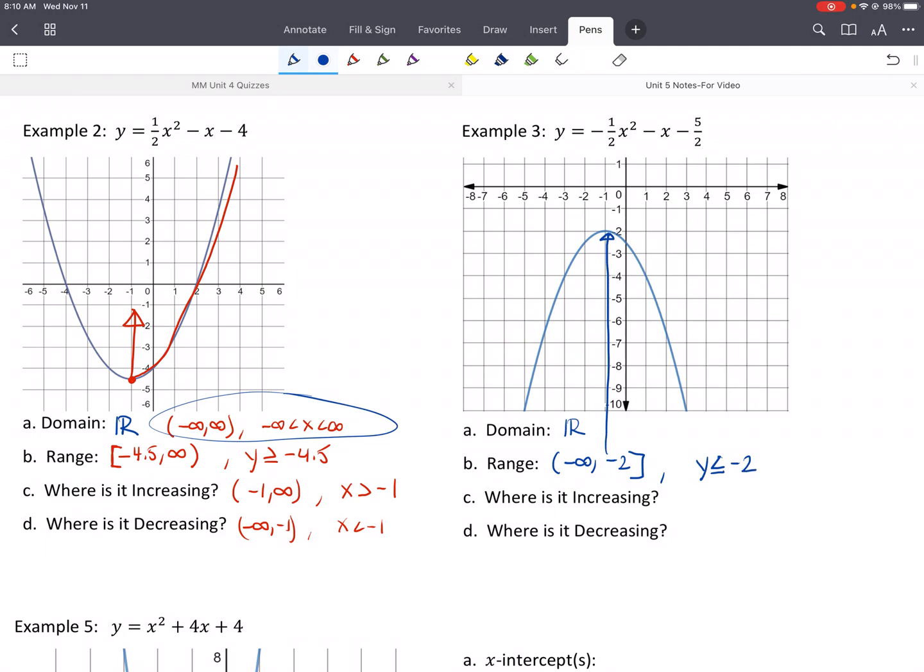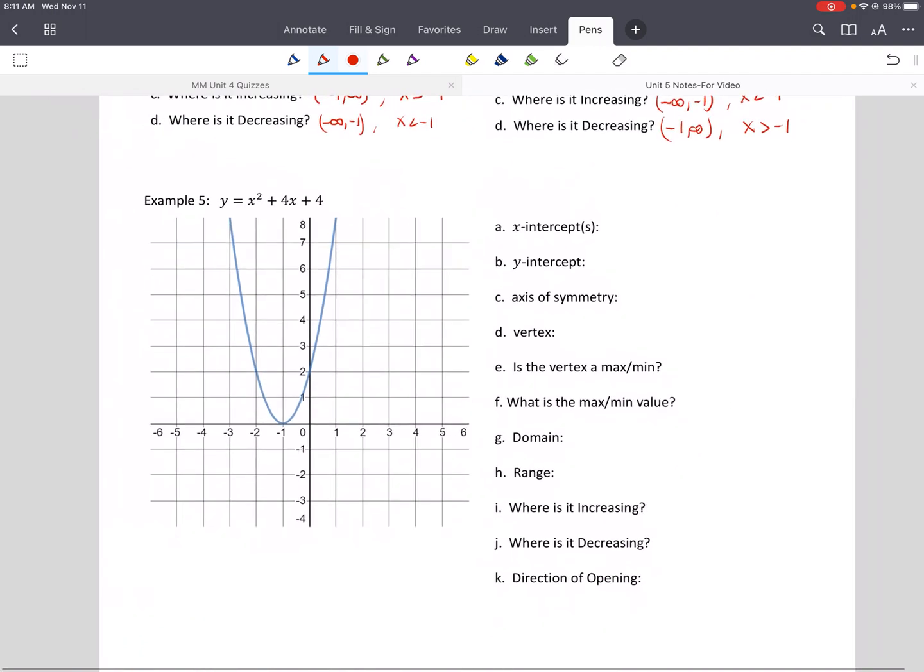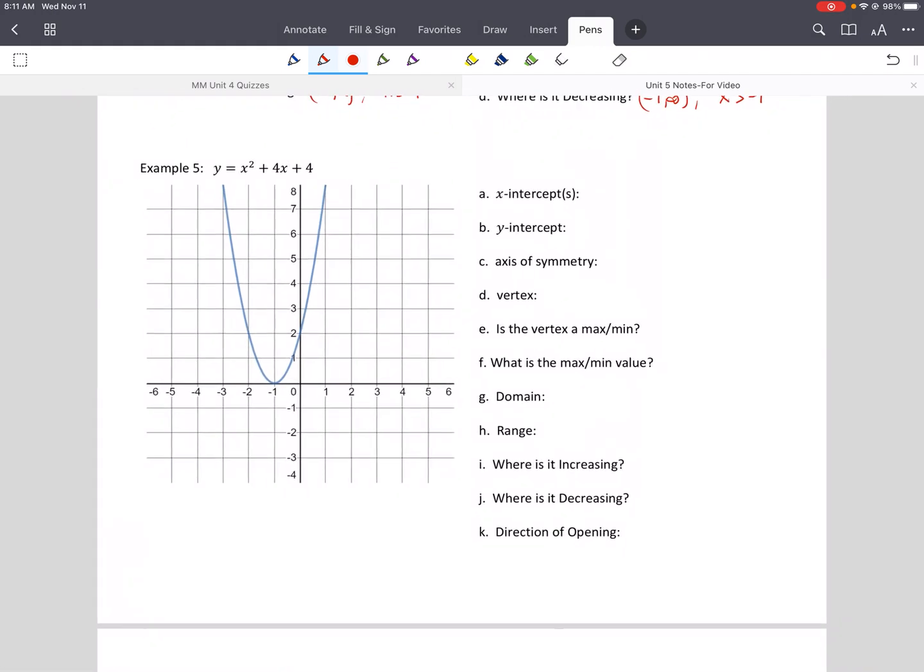Where is it increasing? So it looks like it is all of this. So from -infinity to -1. Or you could say all x values less than -1. And then it's decreasing all over here. So that would be from -1 to infinity, or x is greater than -1. Okay, and on your homework, you're going to have it like this, where I'll ask you to write down all of these things. So we'll do one more together.